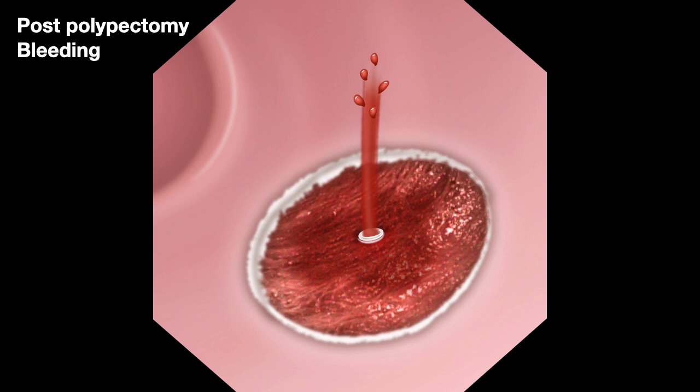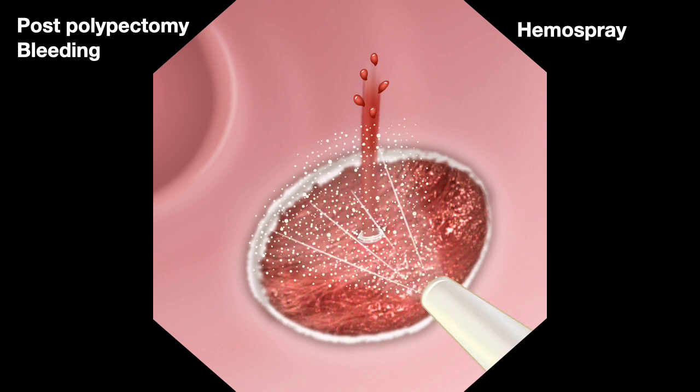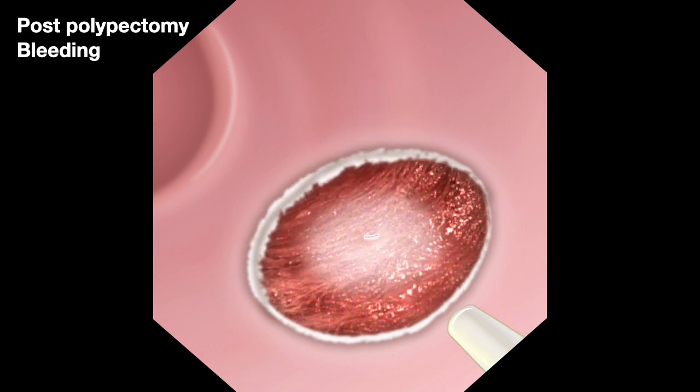In some cases, you may not be able to apply the clip and the bleeding continues despite your epinephrine injection. You cannot keep on injecting a lot of epinephrine because it could cause problems in an elderly patient, causing cardiac ischemia, etc. And you may want to apply a hemospray or one of the other newer agents that is currently available, and that will at least temporarily stop the bleeding. And then you can close the defect with a clip.